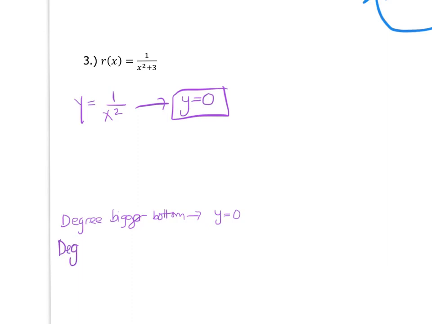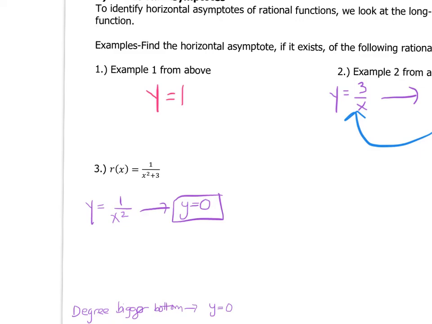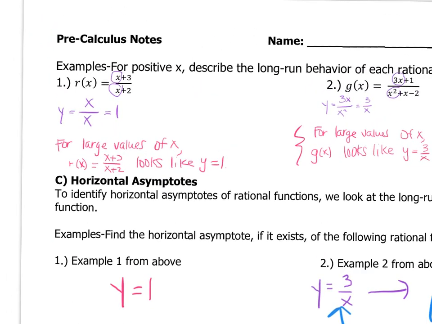If the degree on top is bigger, then there is none. There's no horizontal asymptote. And then if the degrees on top and bottom are the same, then you just take the ratio of the coefficients. So this would be like example number 1. Your degree on top and bottom was the same. So the long run behavior essentially ends up being here 1. That's the ratio of those coefficients, 1 over 1.